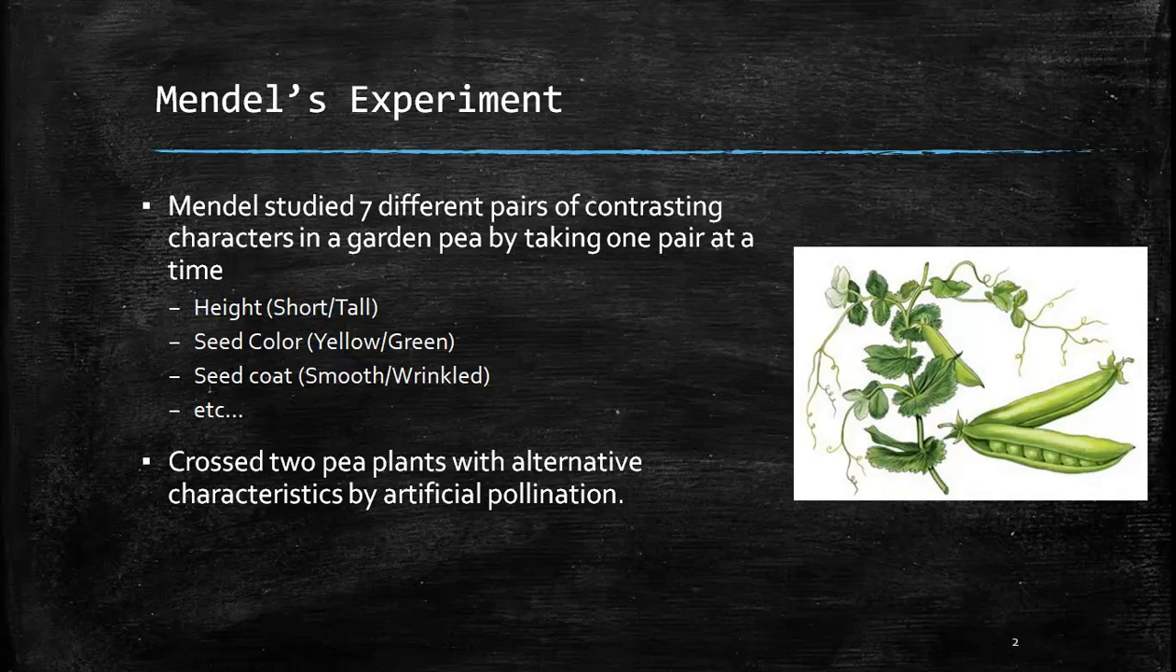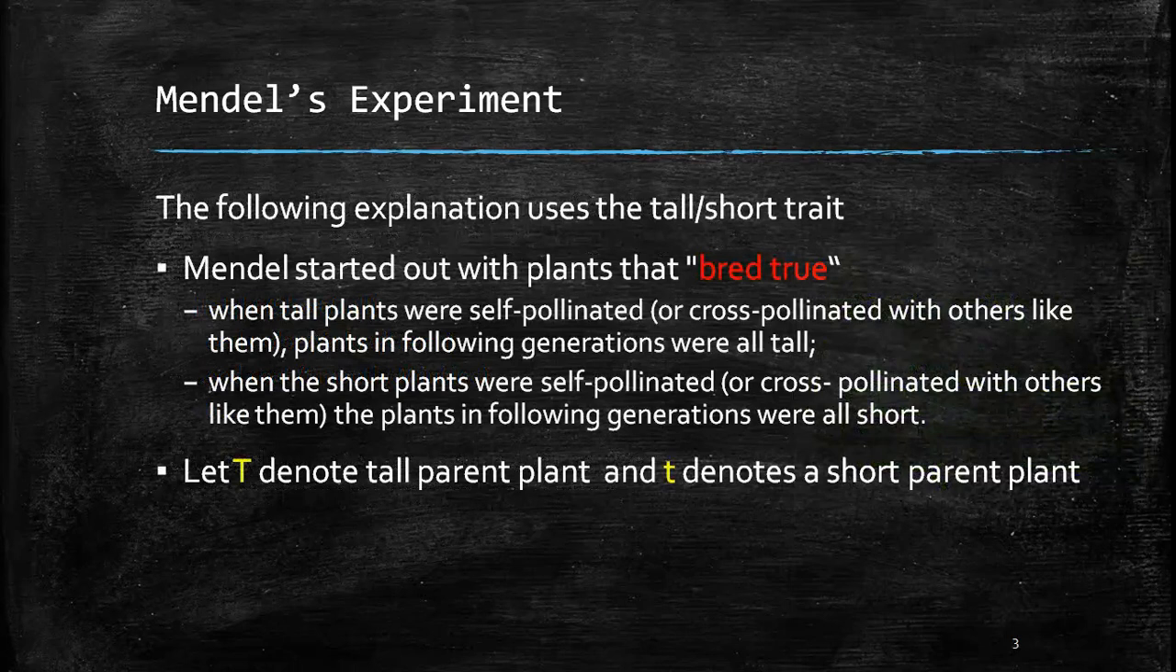He studied this by crossing two pea plants with alternative characteristics by artificial pollination. Let us look at his experiment in a detailed manner. Mendel started out with plants that bred true. What do we mean by bred true?